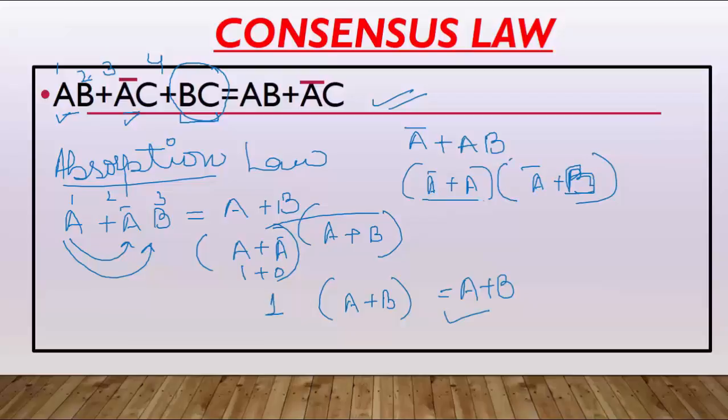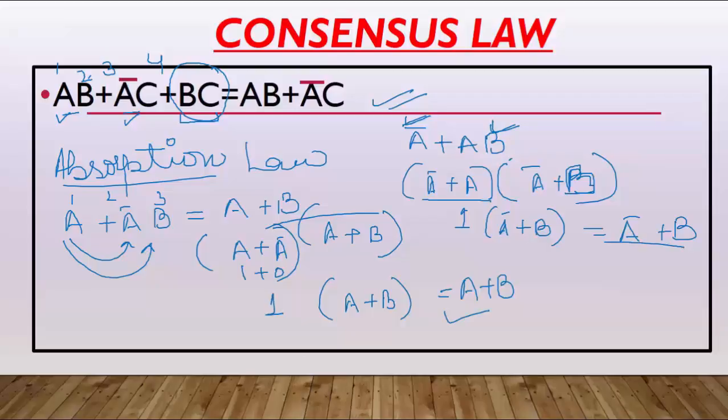So again here you can see that A bar plus A is equal to 1, and it is A bar plus B. So my answer is A bar plus B. So what is happening here: the first term and the last term, when it is a complement, that time this is coming. So you have to keep this in mind.